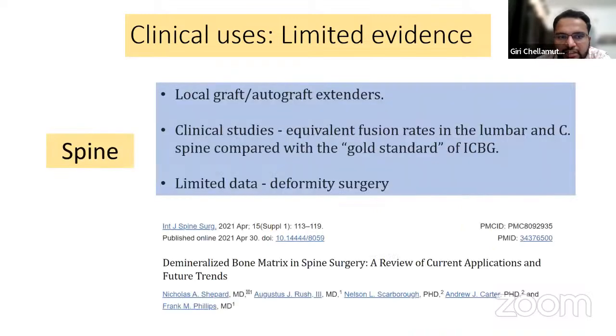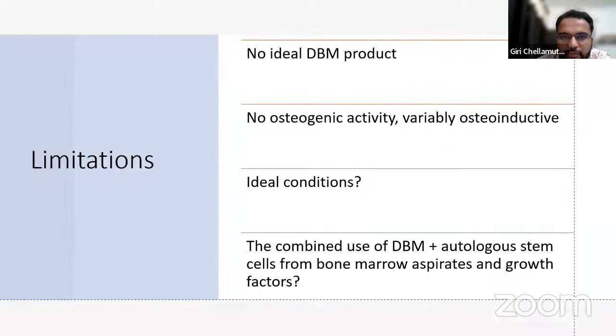And the second application is seen in spine, as summarized by Shepherd et al. In spine, the evidence is quite promising. Since we have the local graft available during the curettage of the local bone, it can be mixed readily with the demineralized bone graft and used for fusion procedures. And there are a few comparative studies, including a randomized trial, which provide comparable outcomes when compared to the iliac crest bone graft. However, limited data is available in deformity correction surgeries.